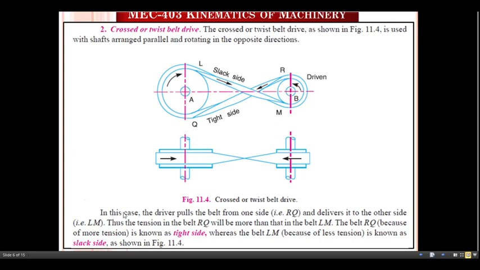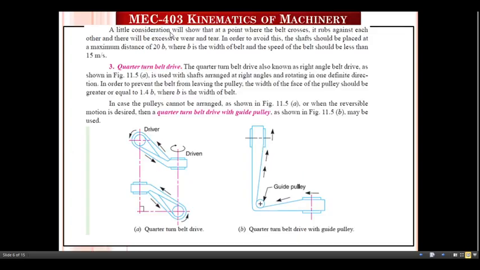So if we just see here, here is the driver pulley and here is the driven pulley. In the case of the driver pulley, it pulls the belt from one side and delivers to the other side. Thus the tension in RQ will be more than that of LM. So RQ is known as the tight side, whereas LM is known as the slack side with respect to this cross or twist belt drive.